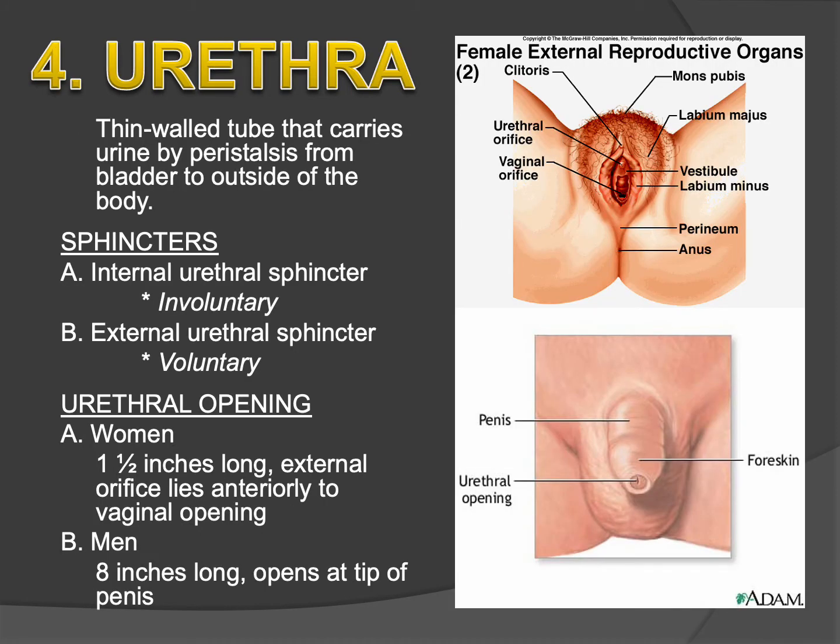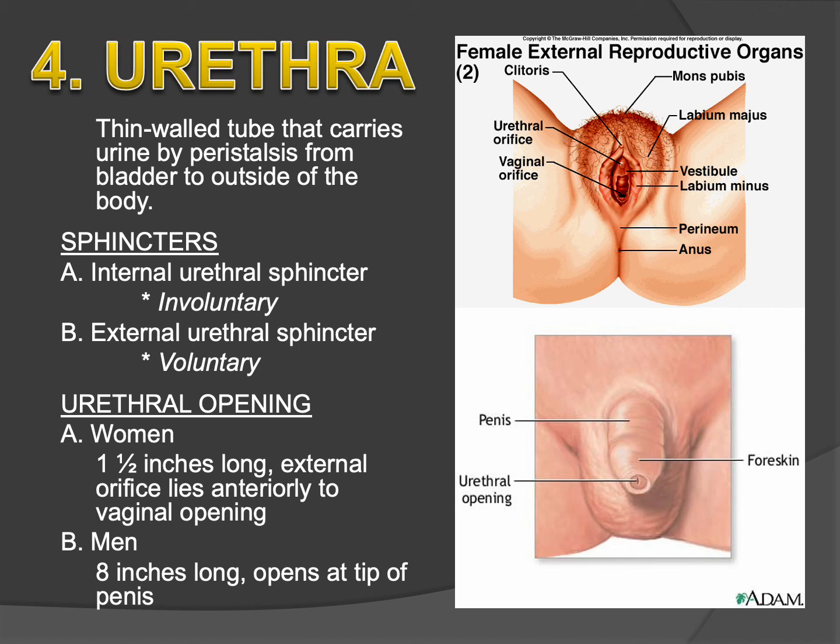And lastly, the urethra. It's a thin-walled tube that carries urine by peristalsis from bladder to outside of the body. Just like the large intestine, yung opening niya to the external has 2 sphincters. So sphincters are like valves. They open and close. Internal urethral sphincter is involuntary. External urethral sphincter is voluntary.